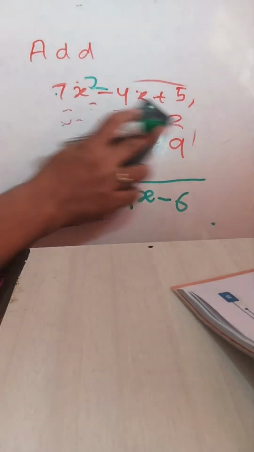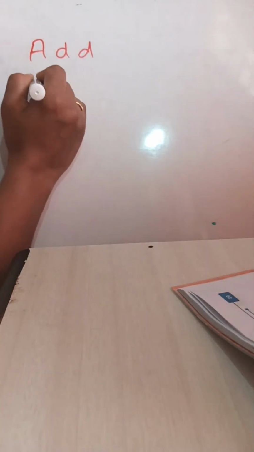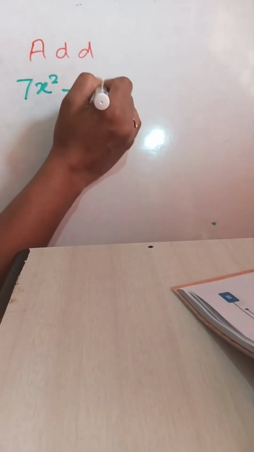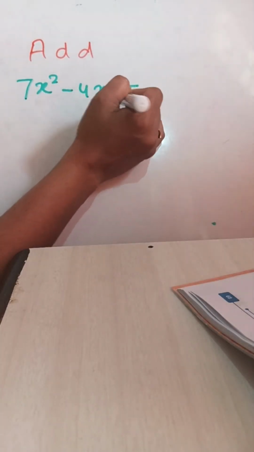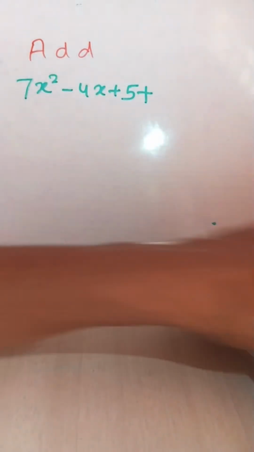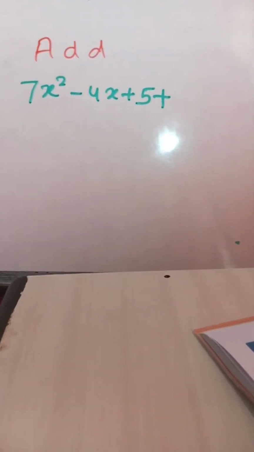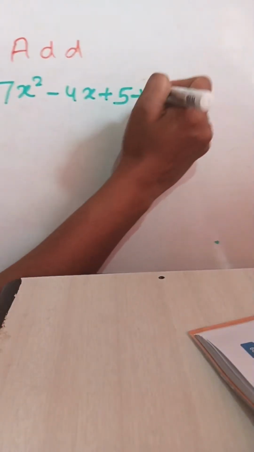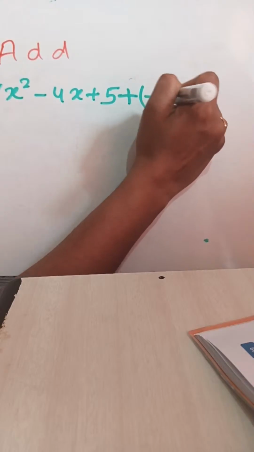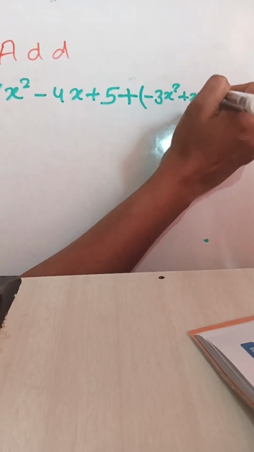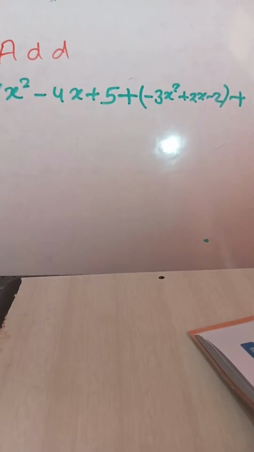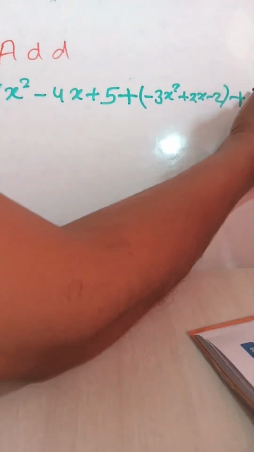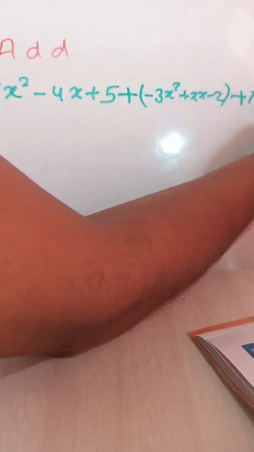7x square minus 4x plus 5. Write it down in the horizontal method. First we write down 7x square minus 4x plus 5. Then add another term. What other term do we have? Yes, we have minus 3x square plus 2x minus 2. We have to write down plus minus 3x square plus 2x minus 2. What another term do we have? Plus 7x square minus 2x minus 9.